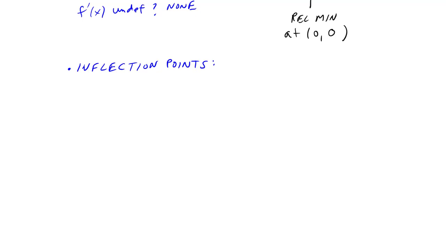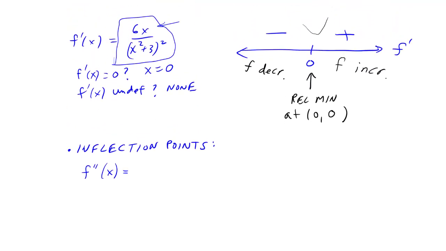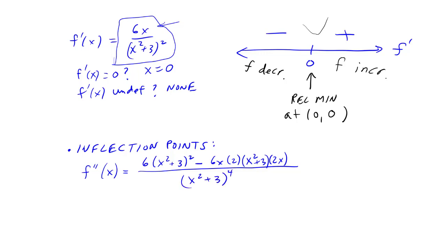All right, for that, I will need the second derivative. Okay, so we do have this first derivative up there as 6x over x squared plus 3 squared. So the derivative at the top is just 6 times the bottom, x squared plus 3 squared, minus the top, 6x, times the derivative of the bottom, which would be 2 times x squared plus 3 to the 1 times 2x from the chain rule, all over now the bottom squared, so that would be x squared plus 3 to the 4th.